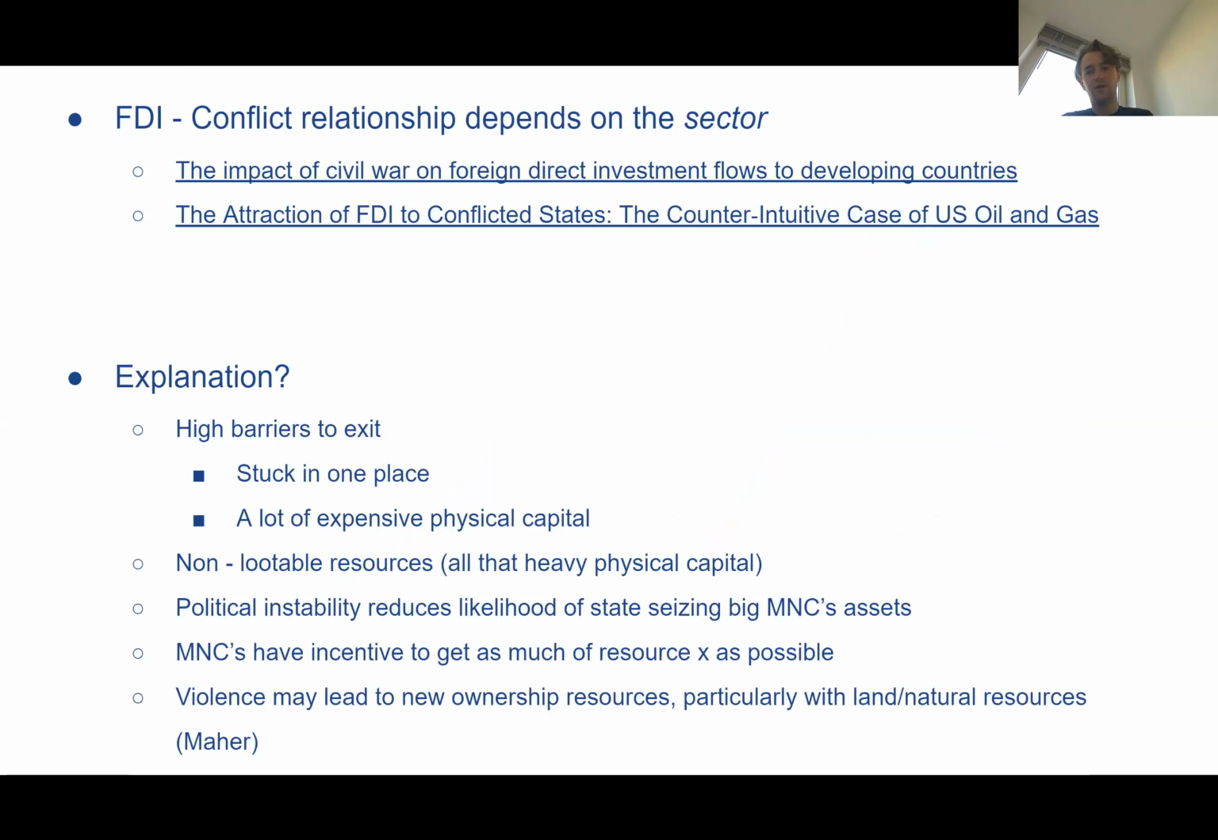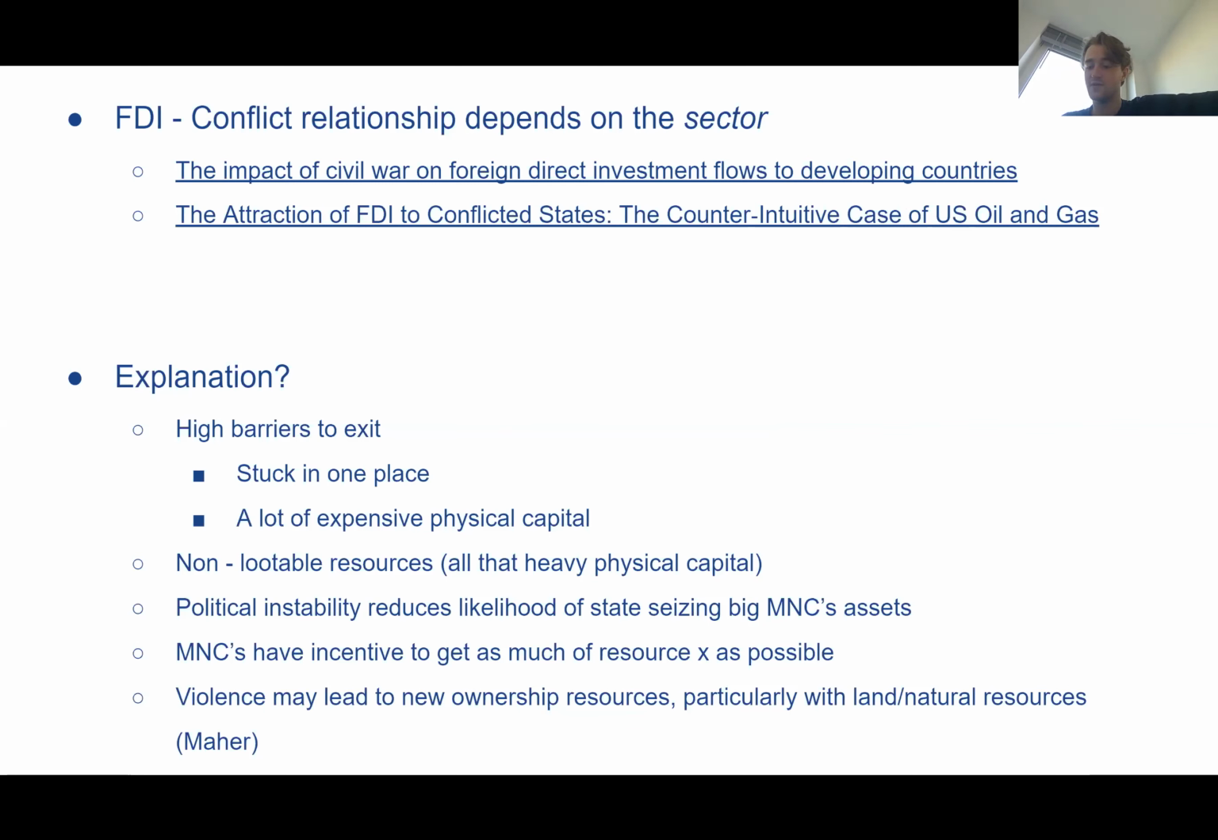Well, the first thing we really want to argue is that this relationship is very dependent on the sector, whether it's the primary sector, the secondary sector, or the tertiary sector. And we're arguing that during times of conflict, FDI into the primary sector is much more stable and can increase, whereas in the secondary and tertiary, it's not the same. And the two papers under the first bullet point show as much.